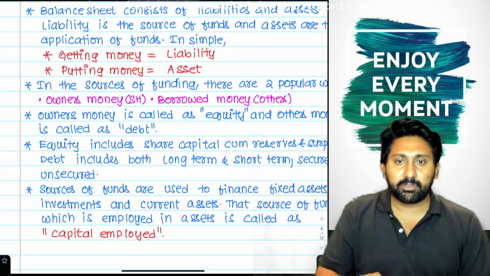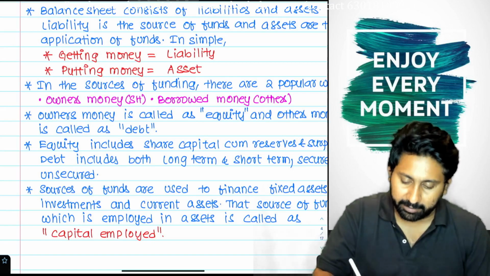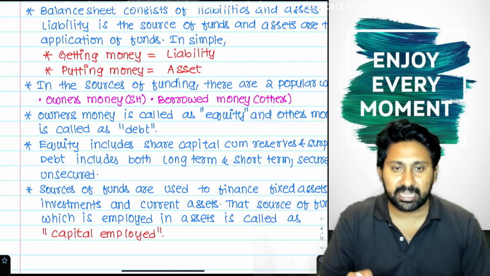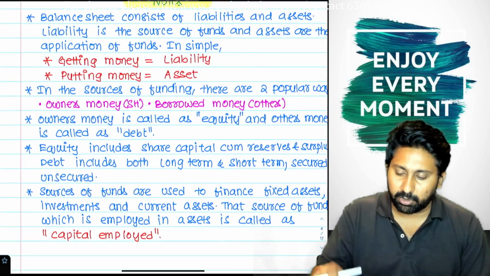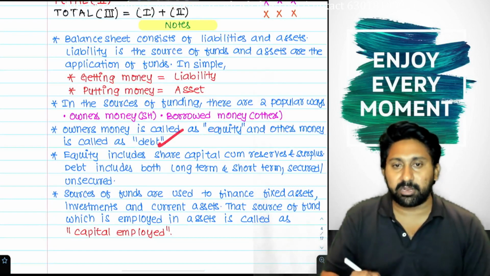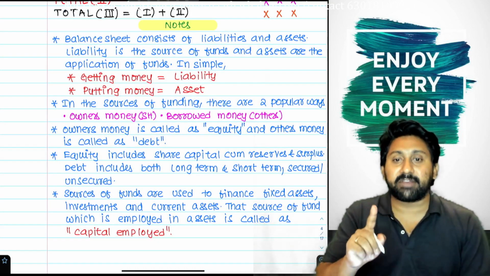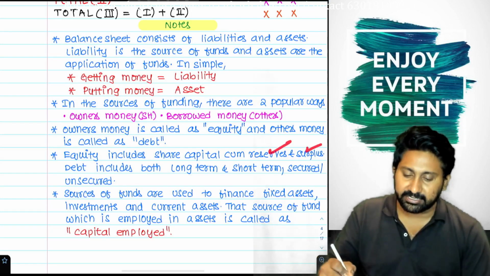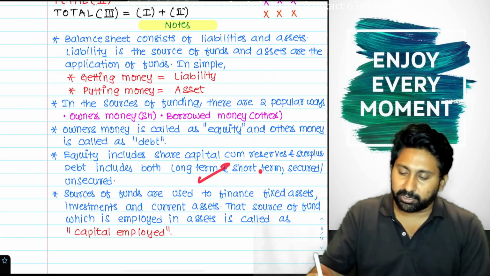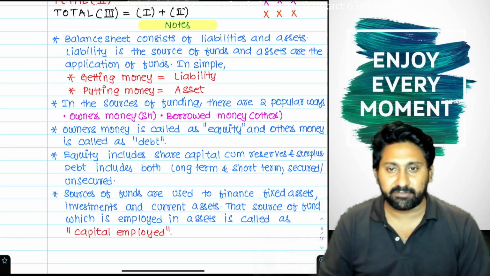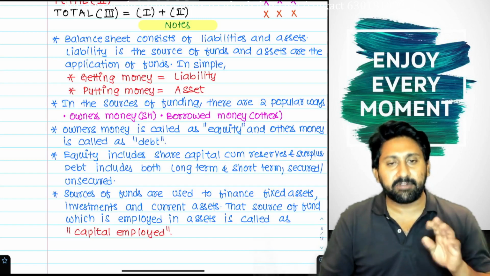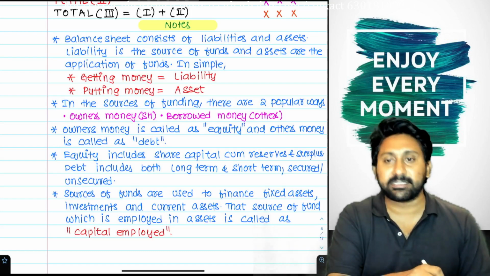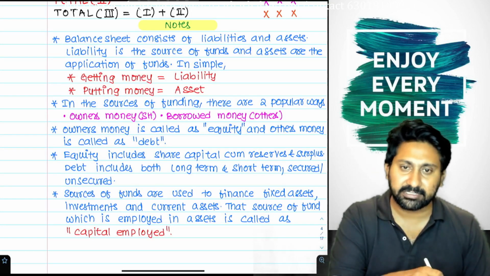Two sources of funding are very popular. One is the owner's money, being the shareholders' money. Another is the borrowed money, called others' money. Owner's money is also called equity. Others' money is called debt. When I say equity, it does not include only equity share capital, it also includes reserves and surplus. Debt includes long term and short term, secured or unsecured. Everything will be included.